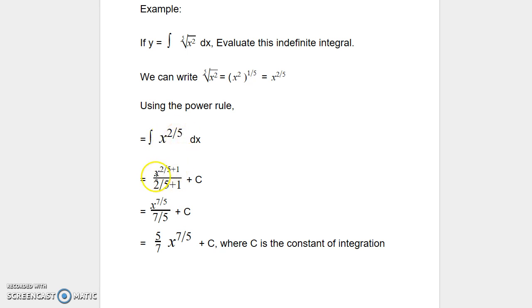X to the power of 2 over 5 simplifies to x to the power of 2 over 5 plus 1, the whole thing divided by 2 over 5 plus 1, plus c, where c is a constant of integration. As you can see here, x to the power of 2 over 5 plus 1, we have a fraction here in the numerator. 2 over 5 plus 1 converts to 7 over 5, x to the power of 7 over 5 in the numerator, divided by, we have 2 over 5 plus 1 in the denominator.